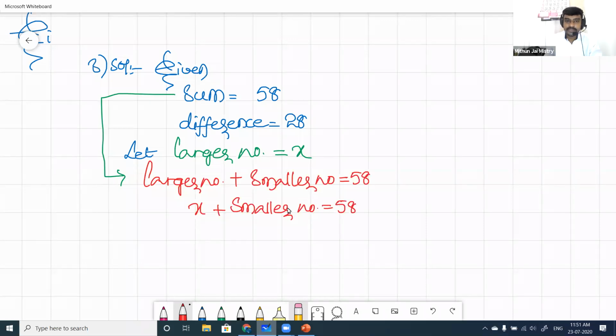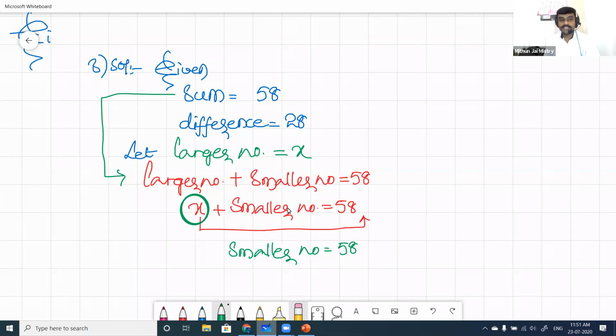Done? Now, try to take this x also to the other side. Now, the question is why I should take it: so that I can get the smaller number. So I will write here, smaller number is equal to 58, and this x which is on the left-hand side will be transposed and come to the right-hand side, and you will get minus x. That is, plus x will become minus x. Now we got two things: we got the larger number and also the smaller number, right?